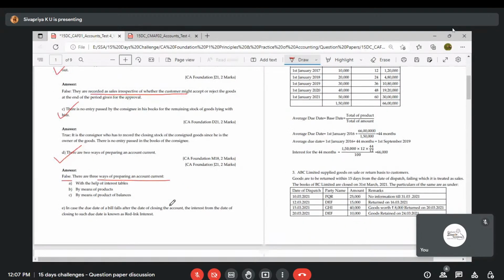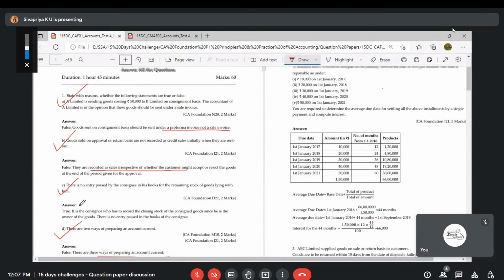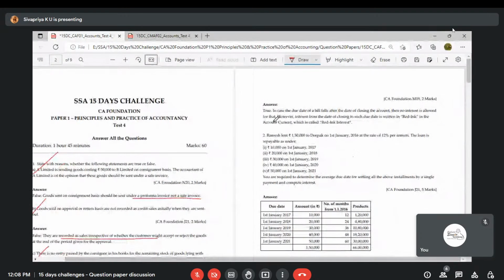Number 5, in case the due date of a bill falls after the date of closing the account, the interest from the date of closing to such due date is known as red ink interest. The answer is true. In that case, no interest is allowed for that account. However, the period from the date of closing to such a due date is written in red ink in the account current, which is called red ink interest.